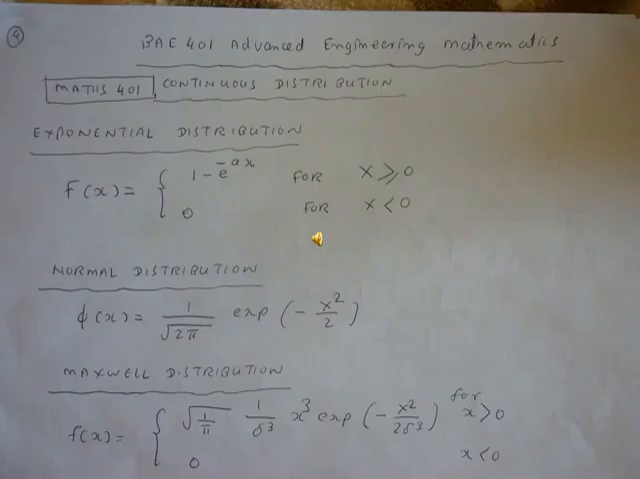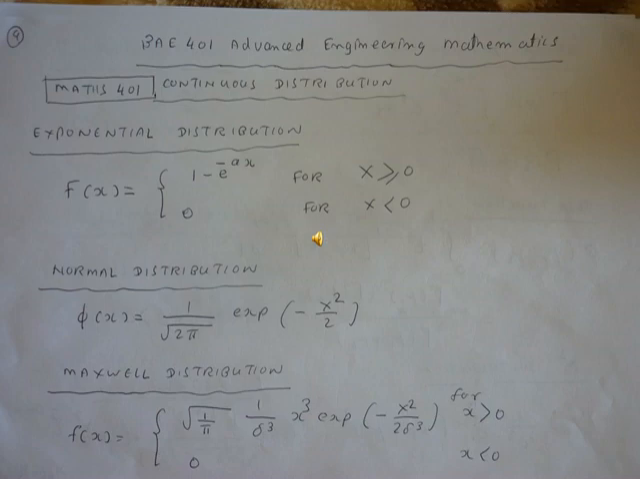And today's lesson is BAE401 Advanced Engineering Mathematics, unit number Math 401. The title is continuous distribution. The exponential distribution is one form of the continuous distribution. For the exponential distribution, the generalized formula can be written f(x) is equal to 1 minus e power minus ax for x greater than or equal to 0. And for x less than 0, the f(x) value is 0. So this is the exponential distribution function.